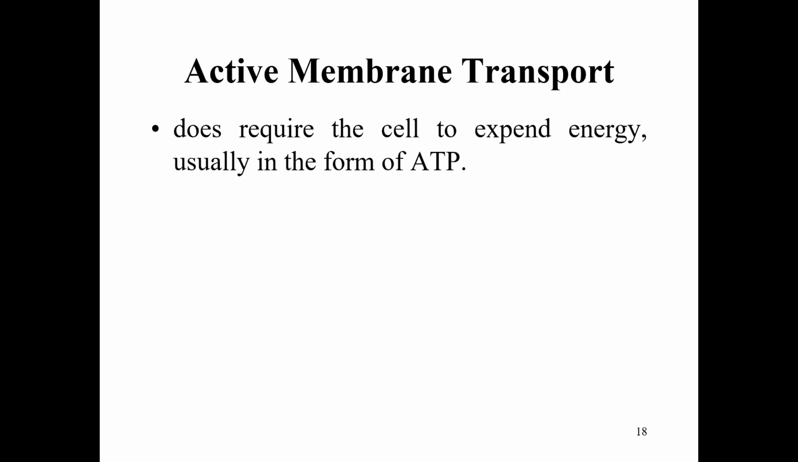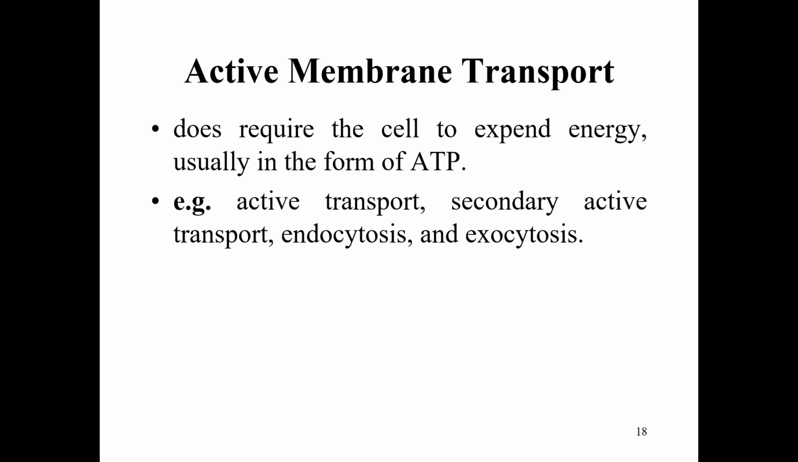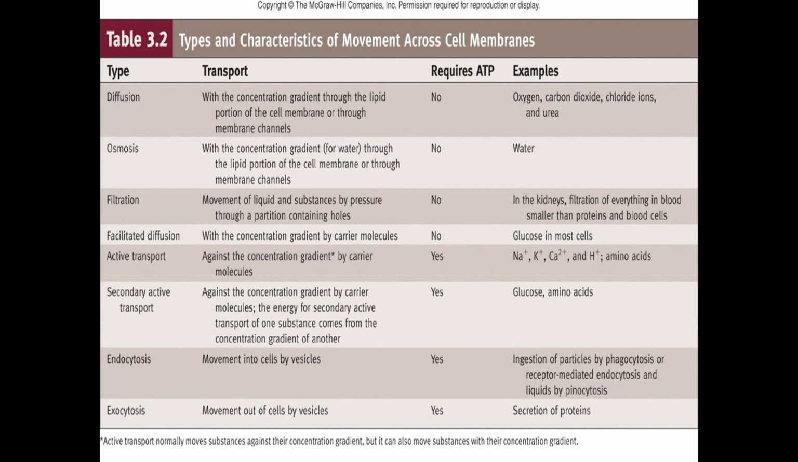Next, we have active membrane transport. It does require the cell to expend energy, usually in the form of ATP. So it has different types: active transport, secondary active transport, endocytosis, and exocytosis. So this is the summary of the different types and characteristics of movements across the cell membrane.